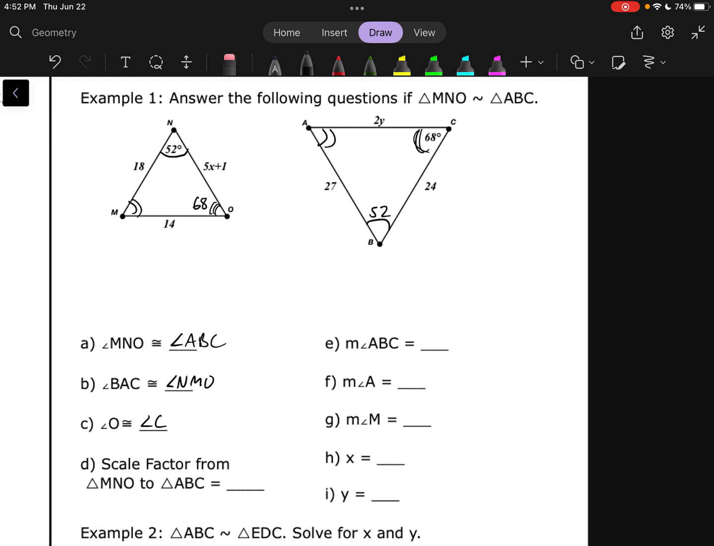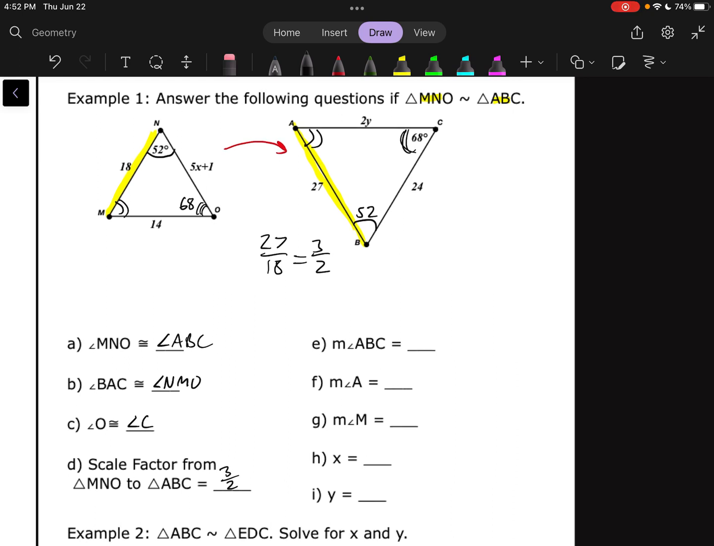The scale factor from MNO to ABC. MNO is the small one, ABC is the big one, so we're going this way. So let's see if we can match up anything to help us there. Let's color code a little bit here. MNO, MN, first two letters should go with AB, first two letters. So there's two sides that go together. So if I do 27 over 18, new over old, that should be 3 over 2.